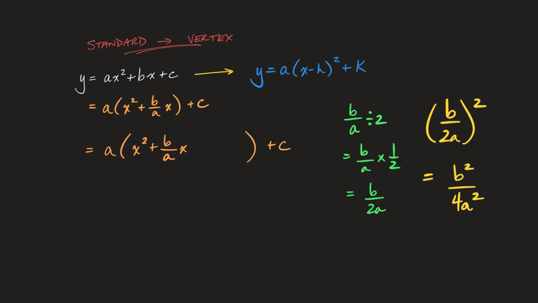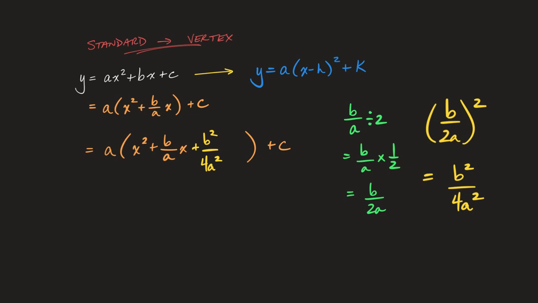And I'm going to write in gold what we needed. I need to add in a b squared over 4a squared. Now, you should look at that and say to yourself, wait a second, you can't just add in a value, you just change the value of the function. Of which I would say, well done. Yes, I can't just do what I just did.